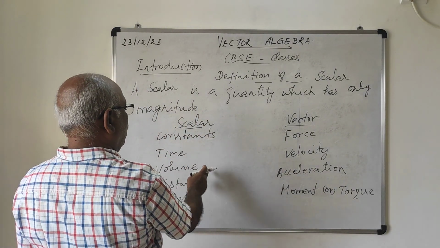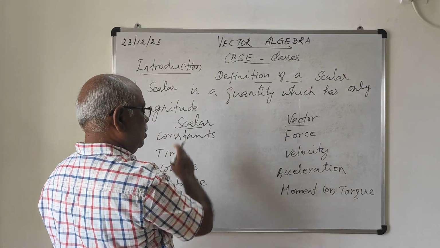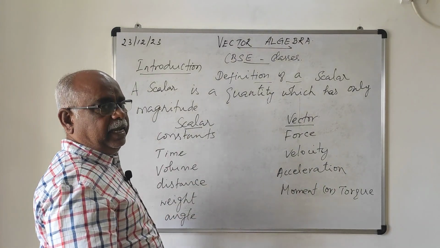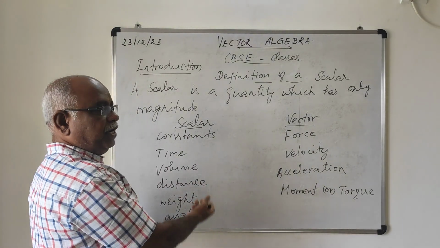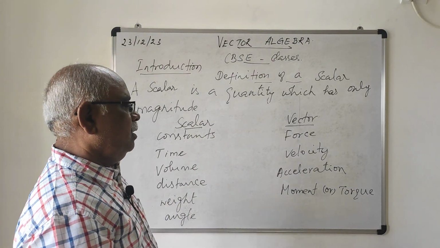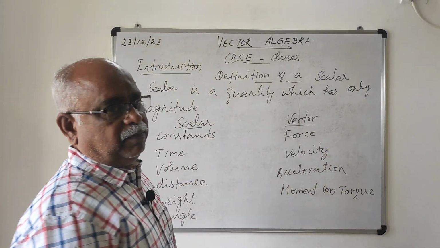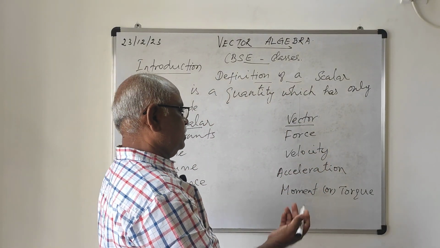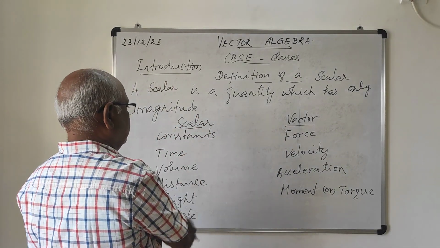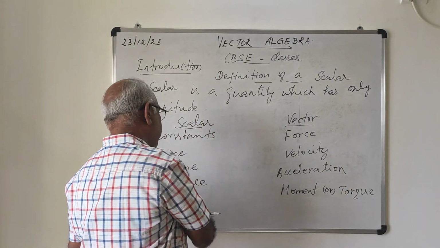Time, 10 o'clock, volume, 10 centimeter cube or meter cube, distance 5 centimeter, weight 10 kilogram, angle 40 degree. These are the examples. Similarly, force, velocity 10 meter per second, acceleration 5 meter per second square, moment, like that. These are the examples of vectors and these are the examples of scalar. Vector has both magnitude and direction. Scalar has only magnitude.